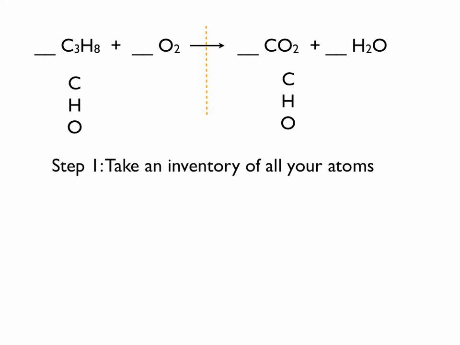We put an imaginary line between the reactant and the product side of the equation. And the first step in this process is to take an inventory of all your atoms. On the left side of the reaction as a reactant, you have carbon, hydrogen, and oxygen. So you must also have carbon, hydrogen, and oxygen as products.